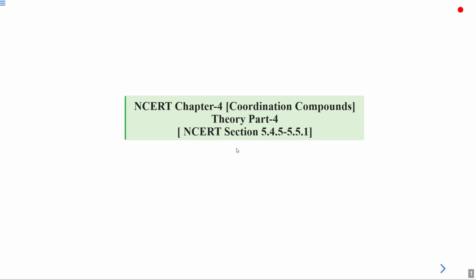As you all know, today we are going to cover the theory part 4 of the chapter coordination compounds. So let's begin today's topic, that is NCERT chapter 4 coordination compounds theory part 4, and in this lecture we are going to cover the NCERT section 5.4.5 to 5.5.1.